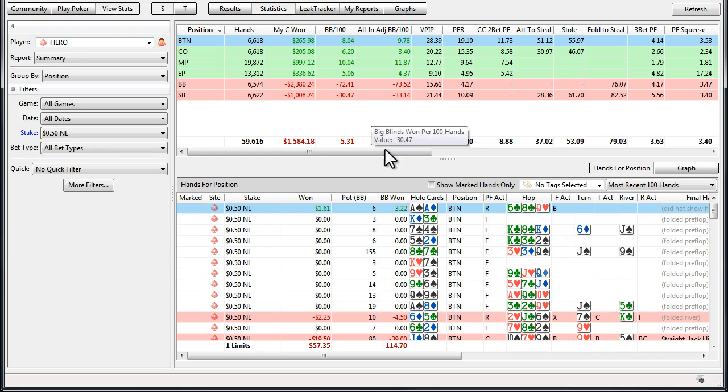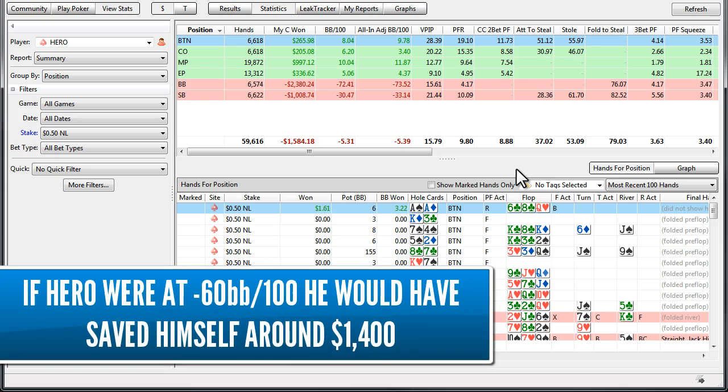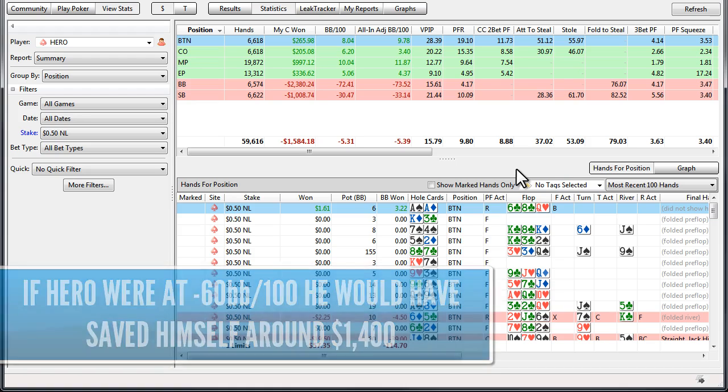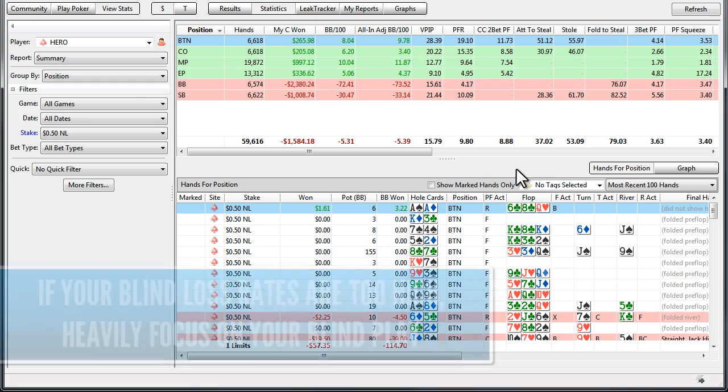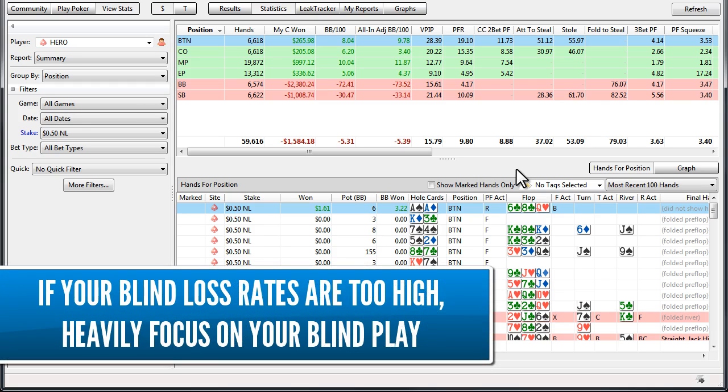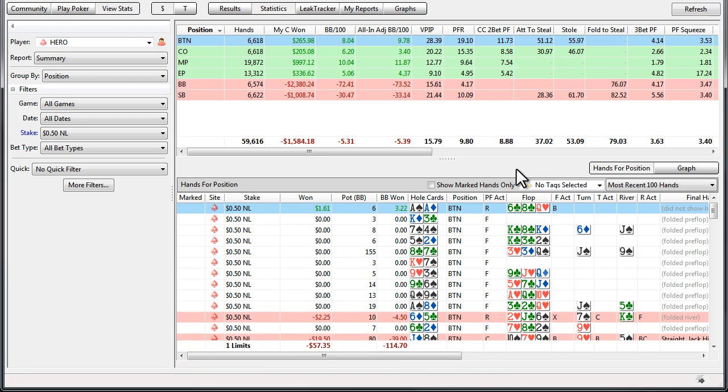And if you actually look at how much this comes out to in real money, Hero is down roughly 3.4K doing his blind play the way he has been, whereas if he were at the negative 60 point, then he would actually be saving himself about 1.4 thousand. So that alone is almost the entirety of his loss rate problem. So we're definitely going to pay a lot of attention to the blinds, and if you're playing 6 max, aim point from the blinds is usually going to be somewhere between like negative 40 to negative 45 BB per 100. So if you're finding some really enormous losses from there, make sure to keep that in mind.